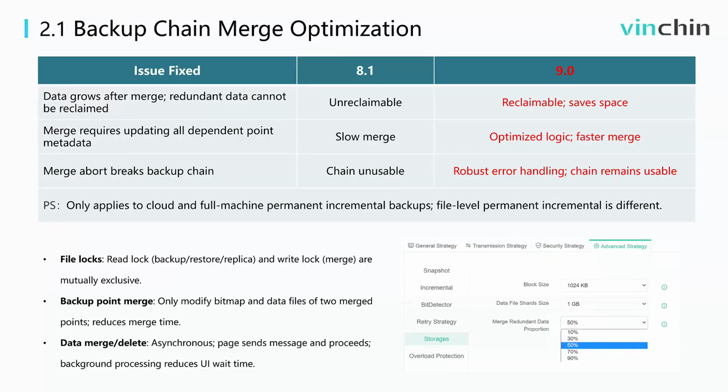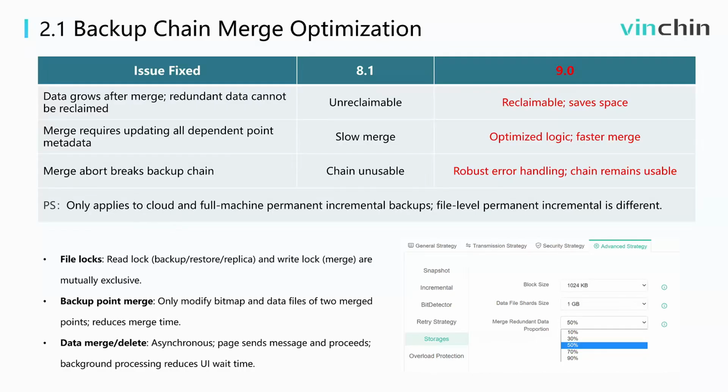The next one is our backup chain merge optimization. We fixed some issues like data growing after merge and redundant data that cannot be reclaimed. The merge requires updating all the dependent point metadata, and a merge abort breaks a backup chain. All these issues are fixed. This only applies to cloud and full machine permanent incremental backups.